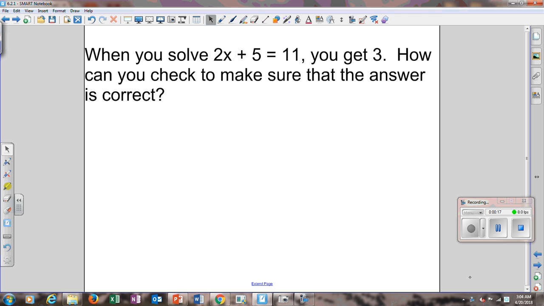Okay, when you solve 2x plus 5 equals 11, you get 3. How can you check to make sure your answer is correct? I'm sure at least one of you said, plug it back in. Right? So we can plug it in for x. You get 2 times 3 plus 5. That's 6 plus 5 equals 11. So you know it's correct. Right? So we're substituting that back in.